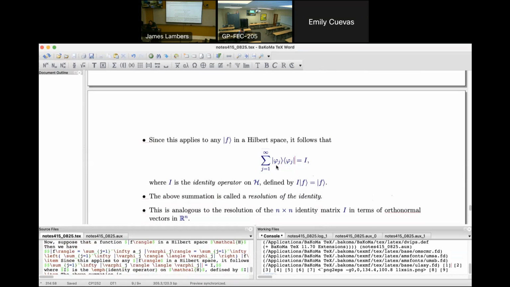One thing that's not really talked about here, but I just want to mention as an aside, is that if you truncated this sum at a certain point, you would not have the identity, but you'd have what's called a projection. The basis functions, like from 1 up to n, let's say, form a basis of what's called a subspace, an n-dimensional subspace of the overall Hilbert space. And this sum, truncated at n, would be a projection operator into it.